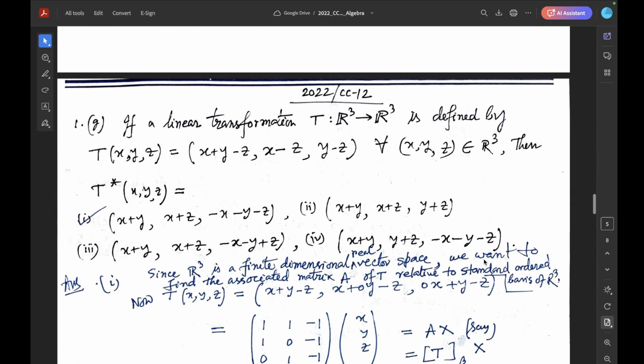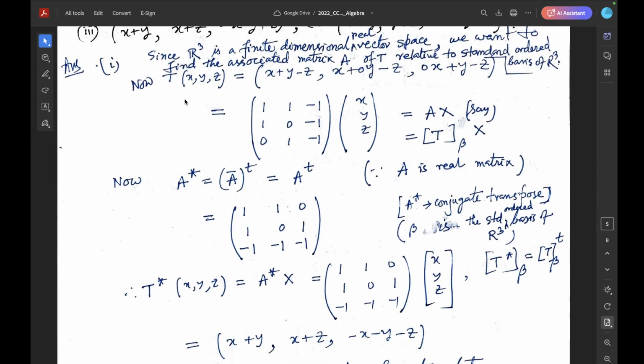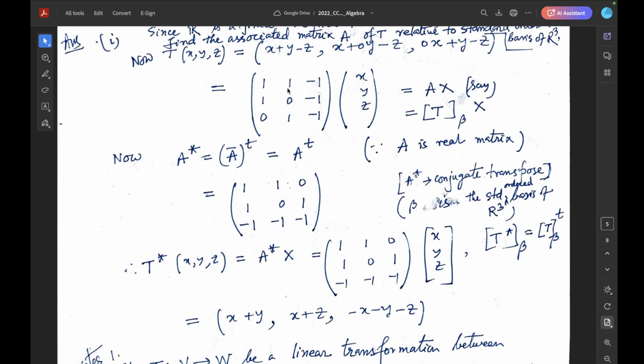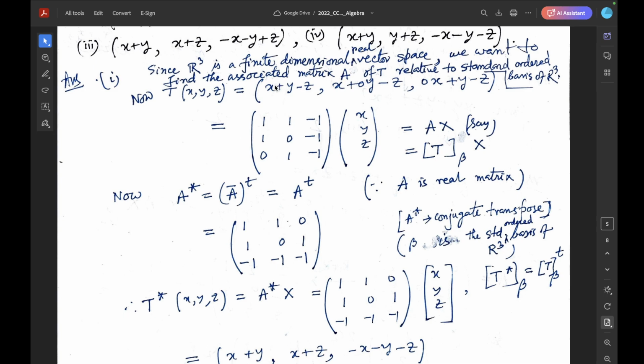And we can use an alternate method. This T of x, y, z is given as x plus y minus z, x plus 0y minus z, 0x plus y minus z. Here R3 is a finite dimensional real vector space. We want to find the associated matrix A of T, or M T, relative to the standard ordered basis of R3. So we can write 1, 1, minus 1 for this element, and 1, 0, minus 1, and for this 0, 1, minus 1, times x, y, z.